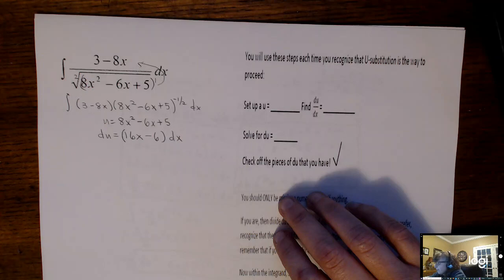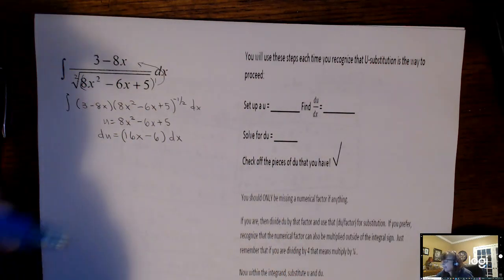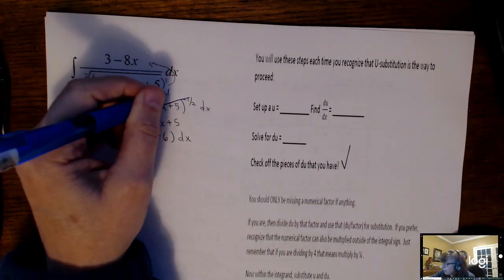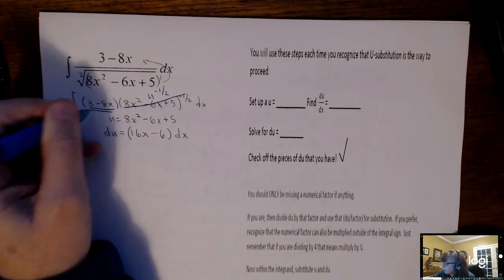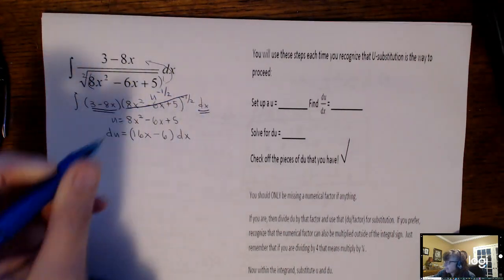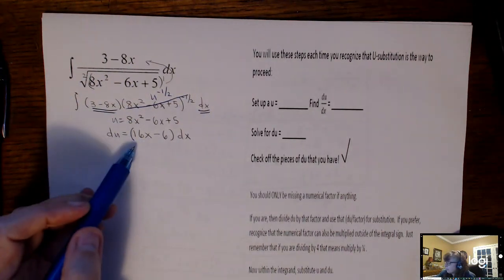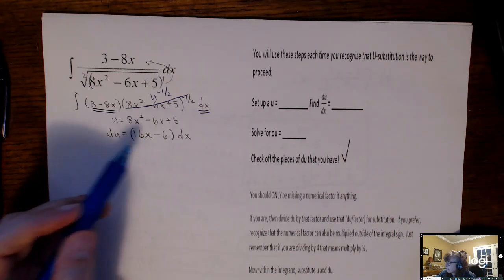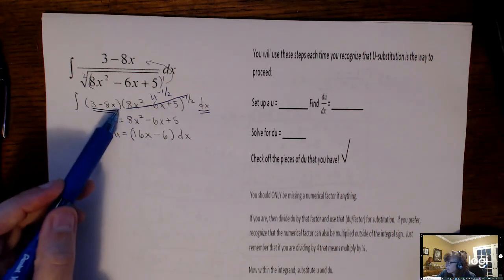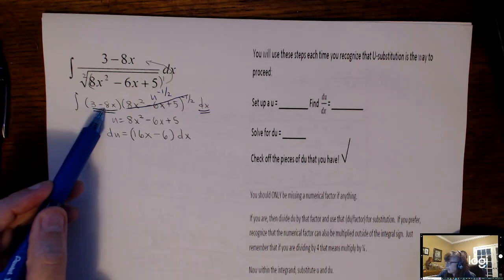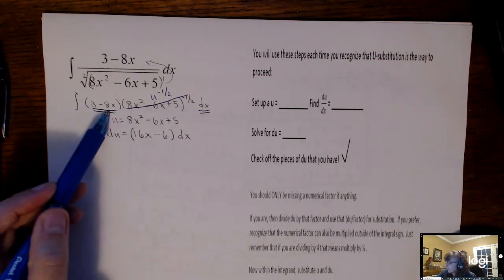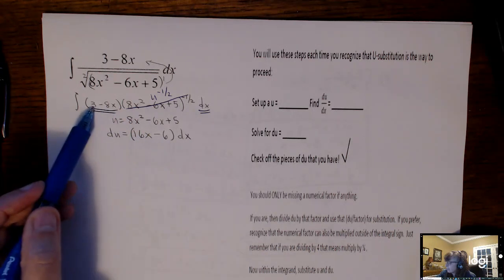Okay, then you have to stop and look at what you have and what you need. So I have u to the negative 1/2, and I need 3 minus 8x dx. I need that, but I have positive 16x minus 6 dx. But again, at least you have the same x. And negative 8, this 16 needs to become a negative 8, and this negative 6 needs to become a 3.